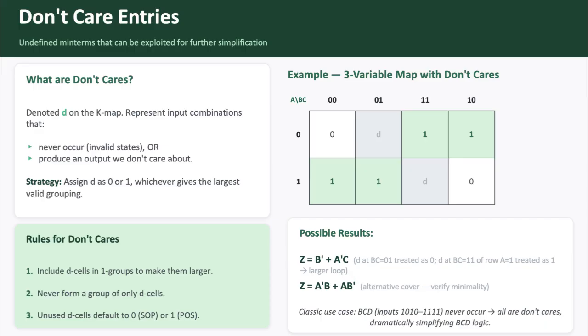The rules: include don't cares in your 1 groups if they allow a larger grouping. Never form a group consisting only of don't cares. You must include at least one actual one, and unused don't cares default to 0 for SOP, so they are simply ignored in the final expression.